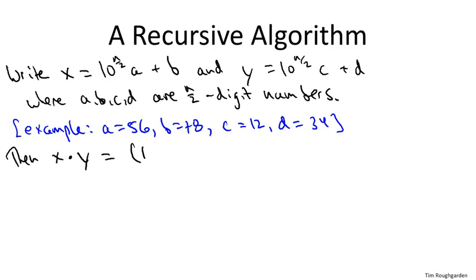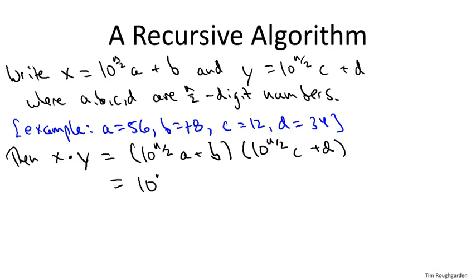So x times y, by our representation, is just the same thing as 10^(n/2) times a plus b, times the quantity 10^(n/2) times c plus d. And now if we expand this in grade-school terms, we get 10^n times ac, plus 10^(n/2) times ad plus bc, so that's combining two terms from the expansion, plus bd. And I'm going to call this expression, circled in green, star.